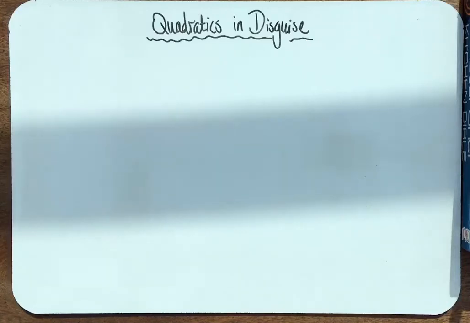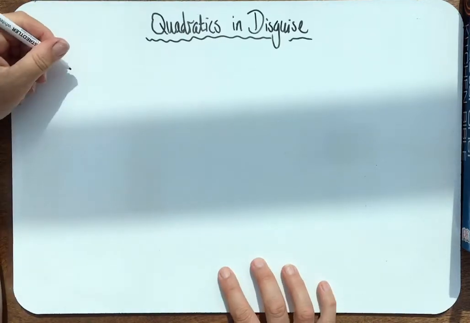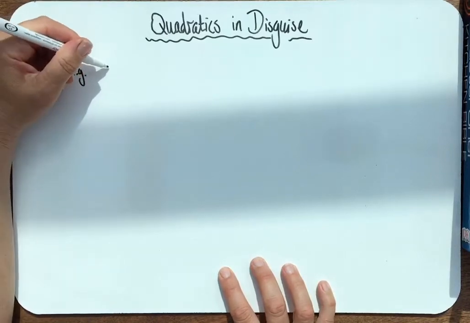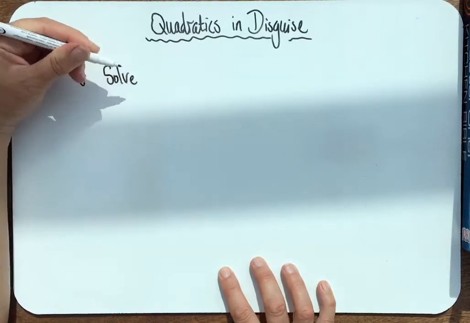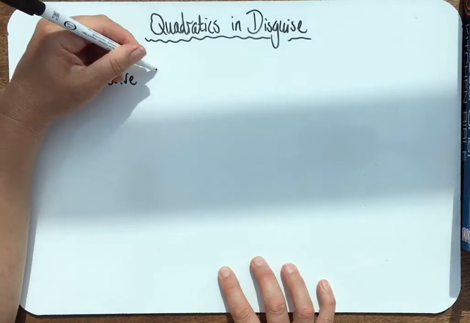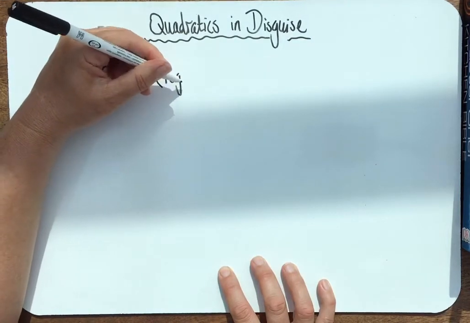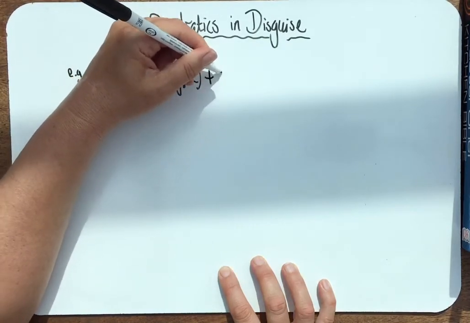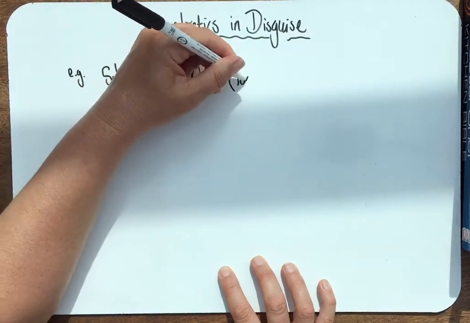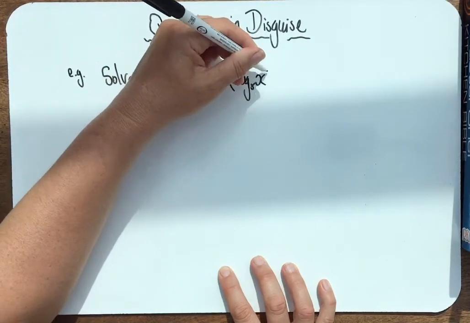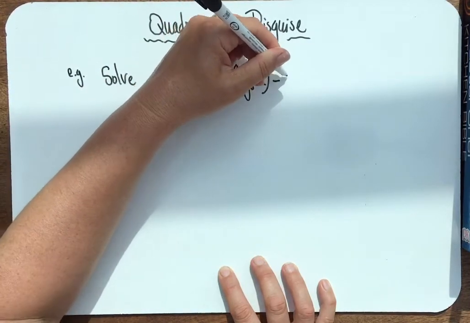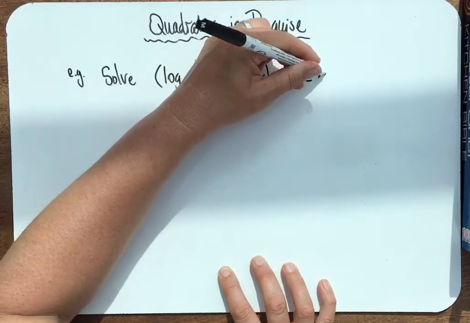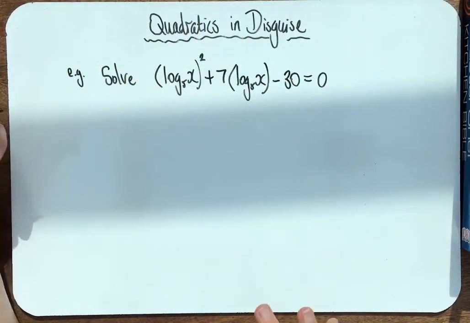Okay, I'm going to go over a couple of quadratics questions which involve logarithms. The first one's quite obvious actually, I'm not sure it's that disguised. So we can look at solving log to the base 5 of x squared plus 7 log to the base 5 of x minus 30. So that's quite obviously a quadratic.